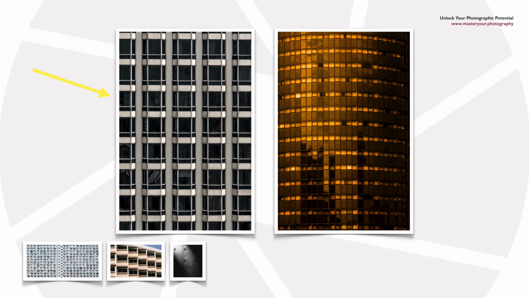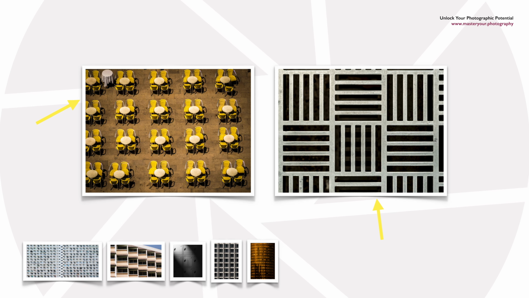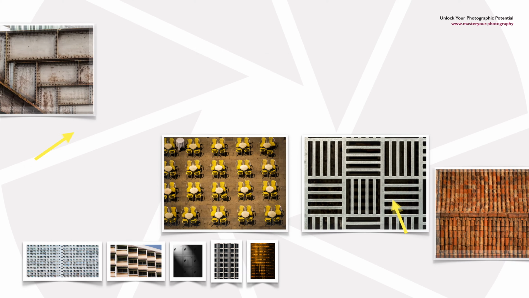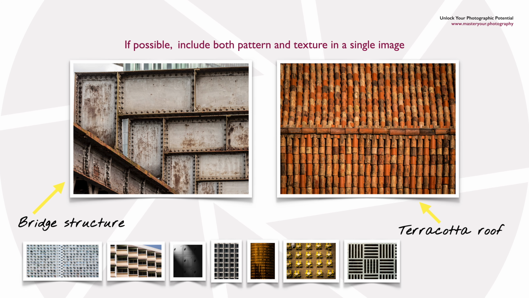A very important point if you're photographing things such as office buildings like this is fill the frame with your composition, because it makes it more abstract, but also keep the lines parallel. So it's possible to see patterns in very large views like the cafe seating here, but also in very small views like this metal grid that just happens to be in the floor with some water running underneath it. If you're really lucky, it's possible to come across situations like this where you can shoot a pattern but also have texture all within the same image.